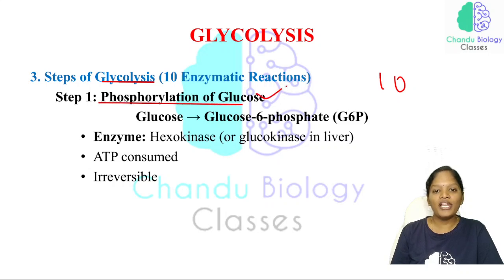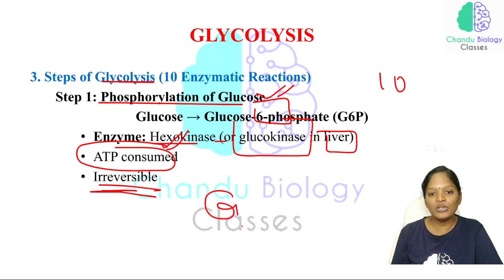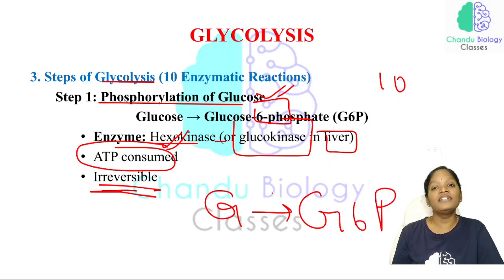Step 1, phosphorylation of glucose. At the 6th carbon of glucose, one phosphate group has been added with the help of the enzyme hexokinase. But you should know, in the liver, this hexokinase is called glucokinase. Anyhow, both add a phosphate group, and in this reaction ATP is consumed, and this reaction is irreversible.